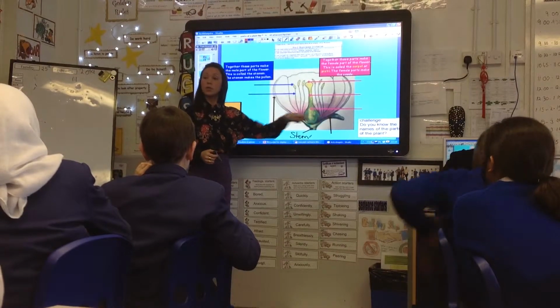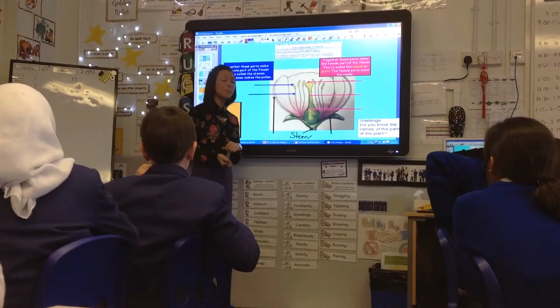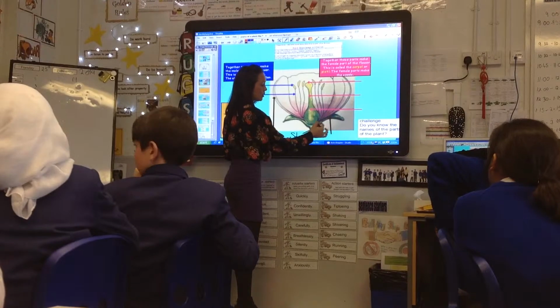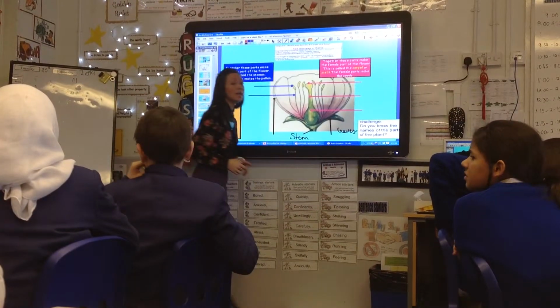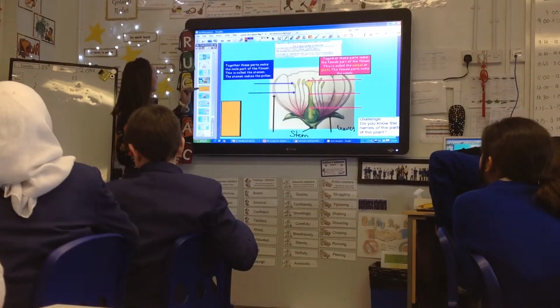No, I think that's, yeah, that one. I think that's going to be the petals. Are these the petals? I mean the leaves. The leaves? Okay, we'll have a look. Let's learn a bit more about it and learn the vocabulary of what they are. So, let me show you.